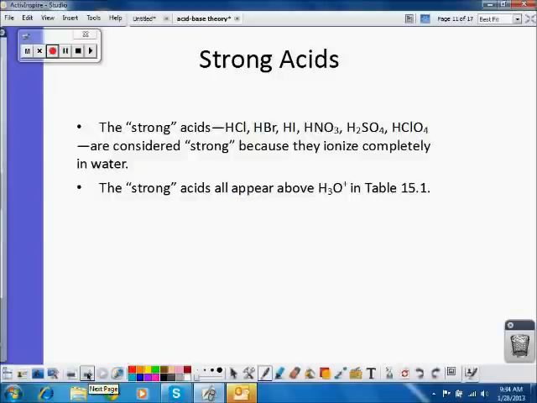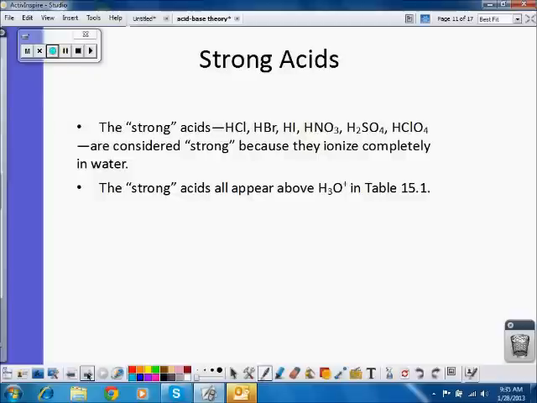So when we're talking about acid and base equilibrium, we have to know whether we're dealing with a strong acid or a weak acid. Okay, because that will tell me whether or not I have an equilibrium system set up or not.